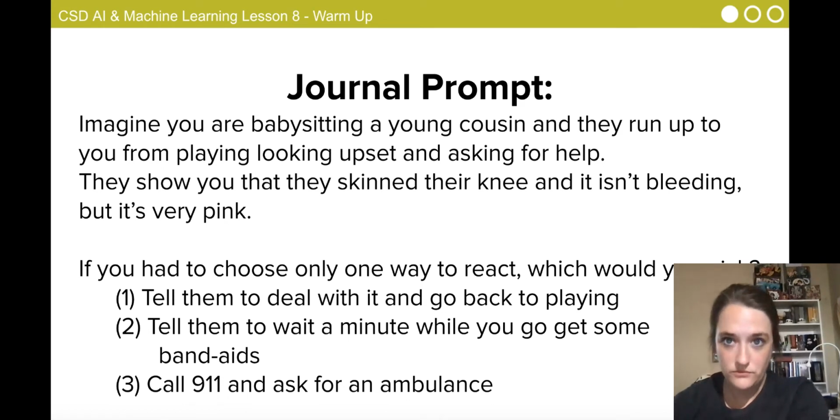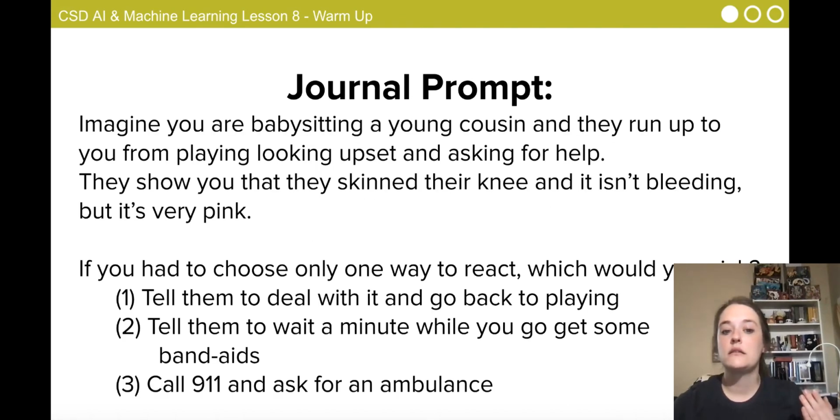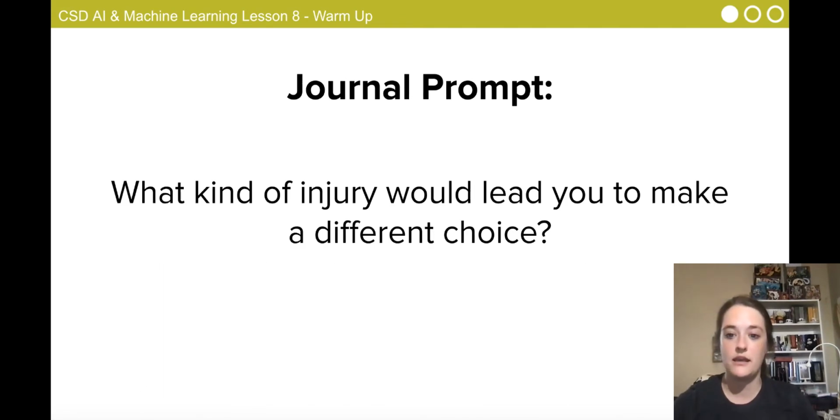All right. So, what kind of injury would lead you to make a different choice? If you chose number 1, to tell them to deal with it and go back to playing, what kind of injury would have you make a different choice? You're also going to put an answer to this in your journal. Think about what kind of criteria would have you make a different decision.